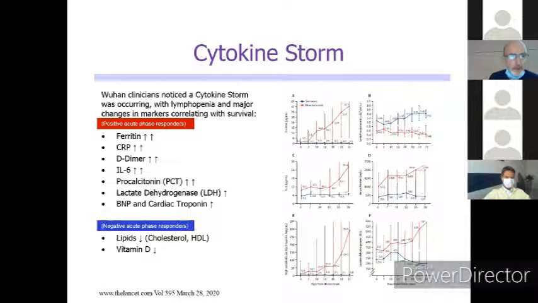Now, the Wuhan clinicians, way back at the beginning of the year, noticed that a cytokine storm was occurring. There was lymphopenia, of course, with the virus, as you would expect, but there were major changes in markers that correlated with survival. And there were positive responders and negative responders, as you would expect. Things like ferritin, CRP, D-dimer, IL-6, etc., were elevated, often markedly elevated. And there were other things, apart from the lymphocytes, that went down, like lipids and vitamin D, for example.